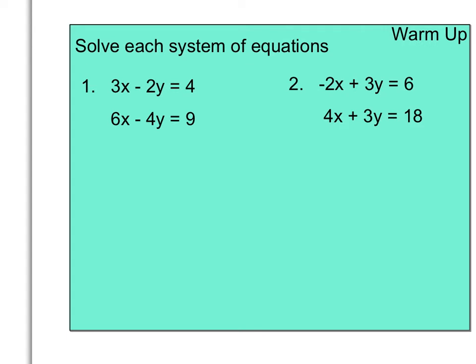So in number 1, the x's and y's are lined up. So we look for a pair of opposites. We don't start out with any, so that means we're going to have to make our own. We can either make the x's or the y's the opposite. I'm going to look at my x's, and I notice that to turn that 3x into a 6x, I could multiply by 2. Since I want them to be opposites, I'm going to multiply by -2.